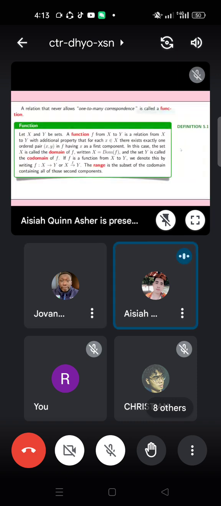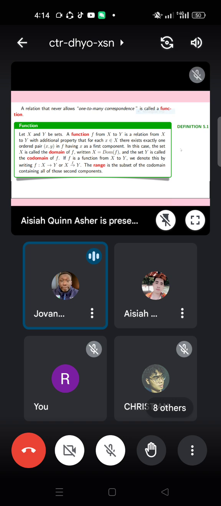Correspondence is called a function. So in other words, correspondence. Sir, a relation needs not be one to one. Because one to one is a technical definition, so let's avoid using one to one.